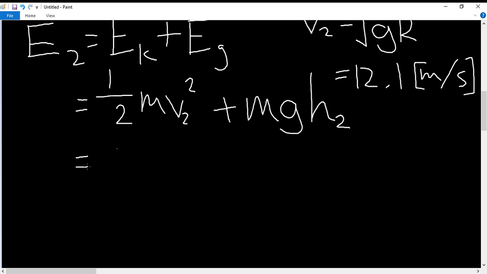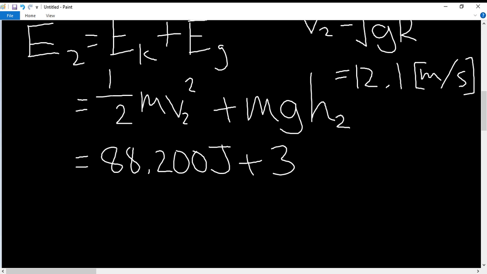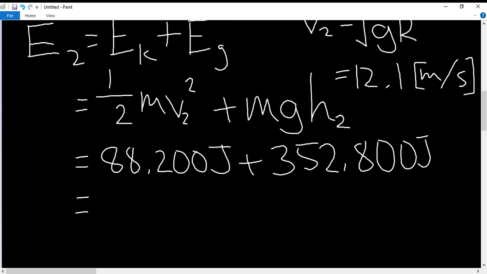And for kinetic, I have 88,200 joules plus potential, 352,800 joules. Add that all together. Energy at the top of the loop is 441,000 joules.